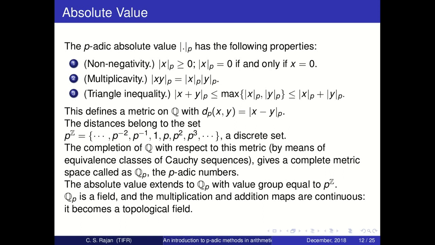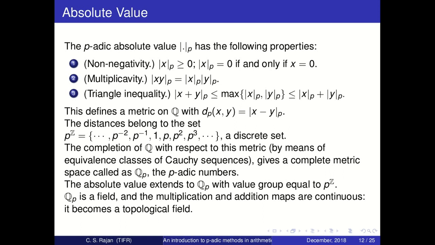So the distance set belongs to p to the power of z, the powers of p, including p minus 2, p inverse, 1, p, p squared. It's discrete. So this is what is called a discrete valuation, a discrete absolute value. The completion of Q with respect to this metric: given a space and a metric, you can complete it by looking at equivalence classes of Cauchy sequences, and two Cauchy sequences are equivalent if the union gives you a Cauchy sequence. And it gives you a complete metric space called the space of p-adic numbers.